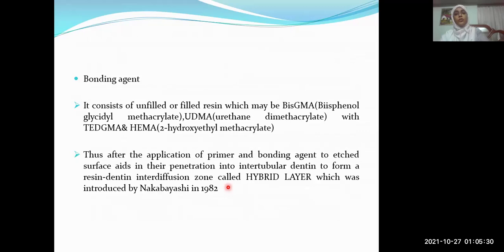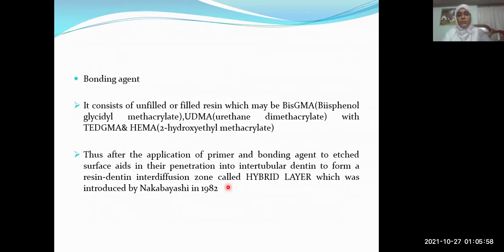And then you're going to go for the bonding agent. The bonding agent is unfilled or filled resin, which can be BIS-GMA, UDMA, along with TEG-DMA and HEMA. So these are the most common bonding agents we're using. So I repeat, the bonding agent we use is unfilled or filled resin, which may be either BIS-GMA, UDMA, along with TEG-DMA and HEMA. Thus, once you have etched, rinsed and primed, you're going to apply the bonding agent to the etched surface.